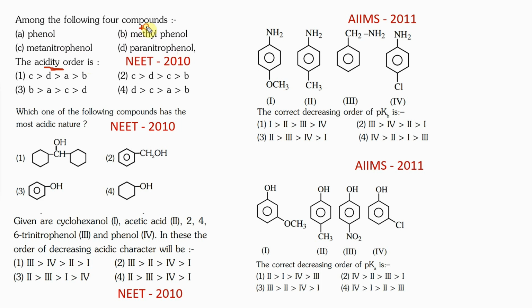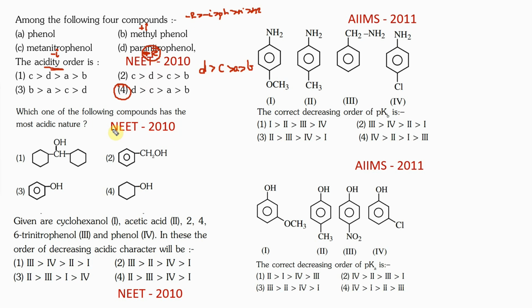Methylphenol, methyl is going to be plus I effect. Metanitro is going to be minus I. Paranitro is minus R effect. What is the best one that we can have for acidity? Minus R followed by minus I. So we know that minus R, minus I, phenol, plus I, plus R. So minus R is delta, greater than Charlie, greater than alpha, greater than beta. That's all. 2010 question. See how, if you practice this, it will take you less than 10 seconds.